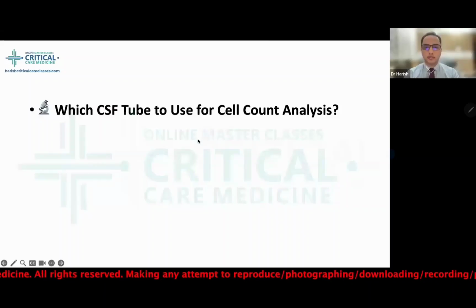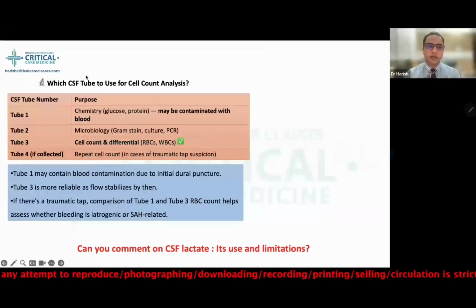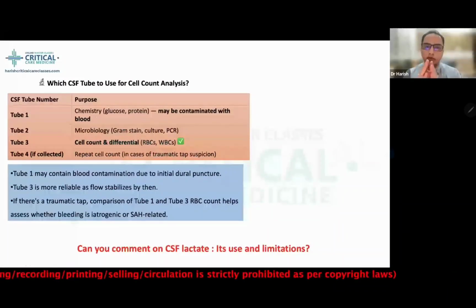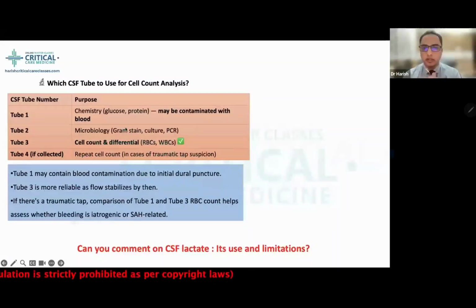When it comes to analysis of the CSF count, which tube are you going to analyze? Remember, tube 1 is used for glucose and protein, and may be contaminated with blood. Tube 2 goes for microbiology: Gram stain, culture and PCR. Tube 3 is the ideal one for cell count and differential count, particularly RBC and WBC. Tube 4, if collected, is used to repeat the cell count in case of a traumatic tap.